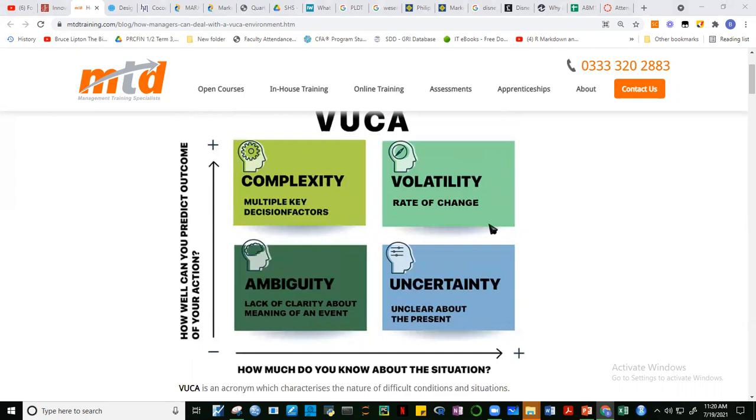Yung VUCA 2 natin, yeah, understanding. Thank you, Jillian. Yeah, thank you, Elijah. Yes, that's true, no? Tapos ano yung ano daw sa complexity? Ito na yung VUCA 2.0.